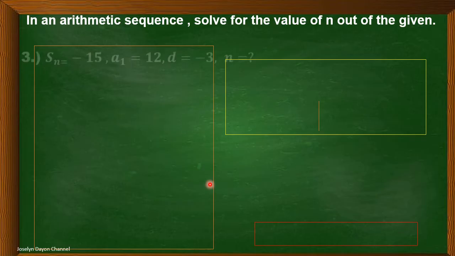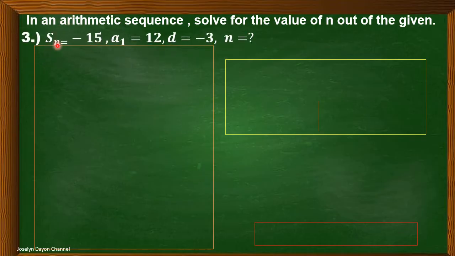Now let's have the third example. Still, we have to solve for the value of n, but this time, the given are the sum of the first n terms, which is equal to negative 15, the first term, which is equal to 12, and the common difference is equal to negative 3. If you have observed, we are not given the value of the last term, but we are given the value of the common difference. So we are going to make use of the second formula in finding the sum of the first n terms.